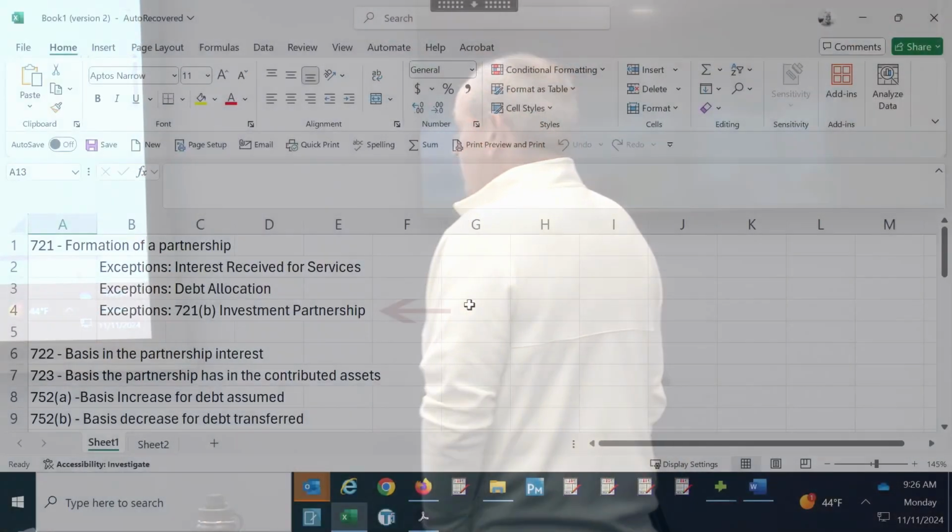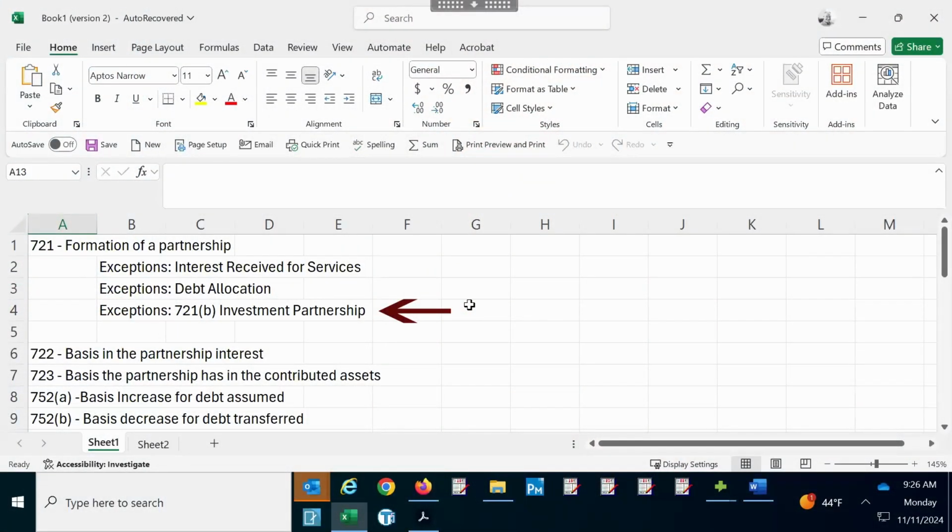And then investment partnerships. Does anybody remember what an investment corporation was under 351(e)? I think 351(e). Who do you want to call in? Brett? Brett, you remember an investment corporation? I don't remember it. Okay, who do you want to call? Does anybody remember what an investment corporation is?